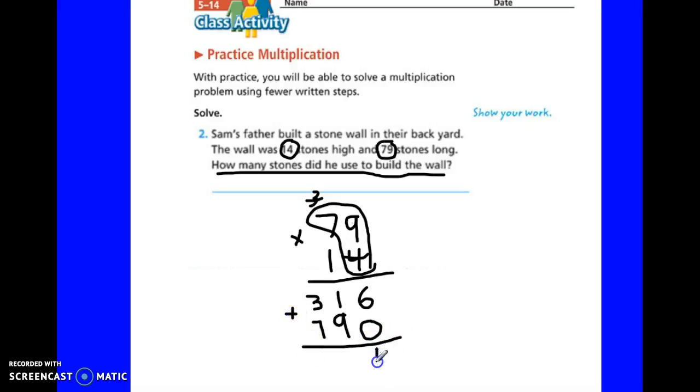I get 6, 10, 7, 8, 9, 10, 11. So my final answer is he used 1,106 stones. I want to label stones here. It's hard for me to write, but stones is what he used. All right. Good. Then let's keep going.